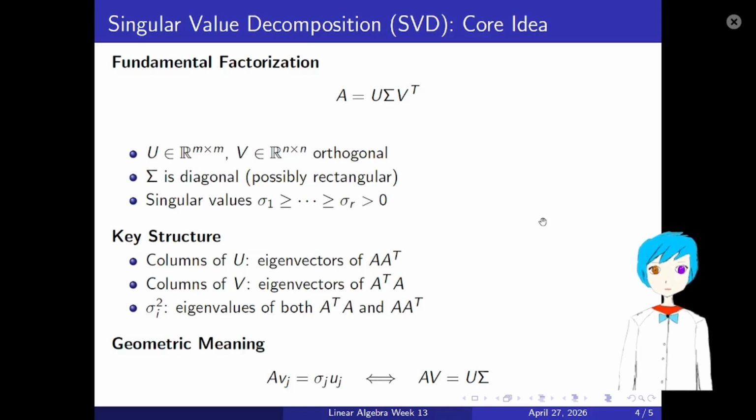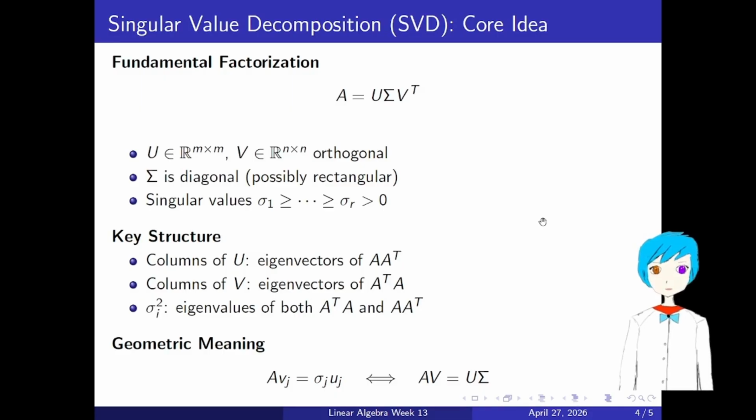Then we talked about the singular value decomposition. A equals U Sigma V transpose, where A can be a rectangular matrix, U is m by m, V is n by n. The Sigma is a diagonal matrix. It can be a rectangular matrix.